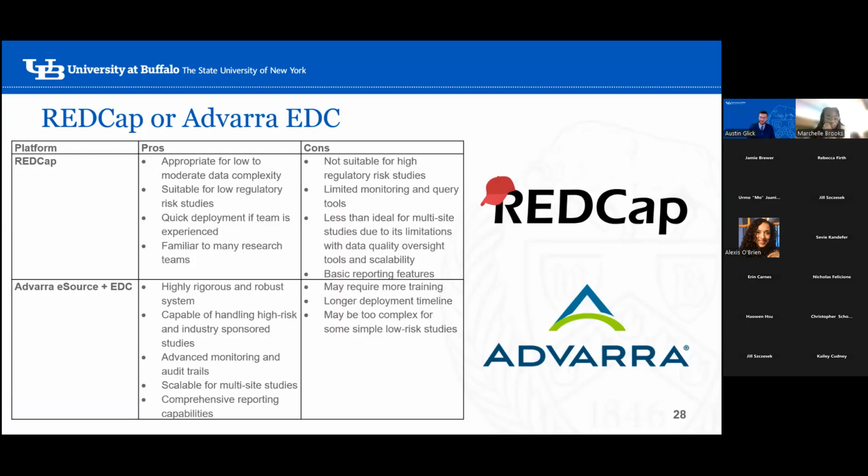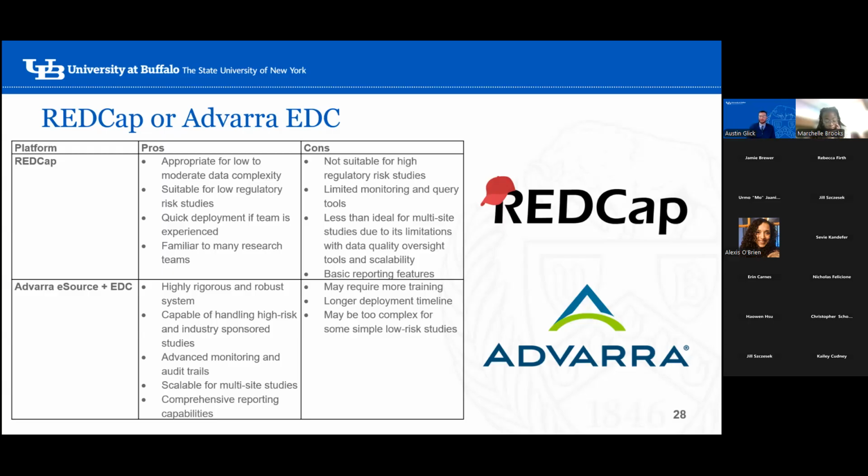But there are some cons with REDCap. It is not suitable for high regulatory risk studies. It is not necessarily audit ready and audit compliant for the most part. You have to make it audit ready and compliant, and that's a lot of work. There's limited monitoring and querying tools within REDCap. It's less than ideal for multi-site studies due to its limitations with data quality oversight tools and scalability. It's a lot harder to run a multi-site study, especially an international study, in REDCap. So that's a definite con.